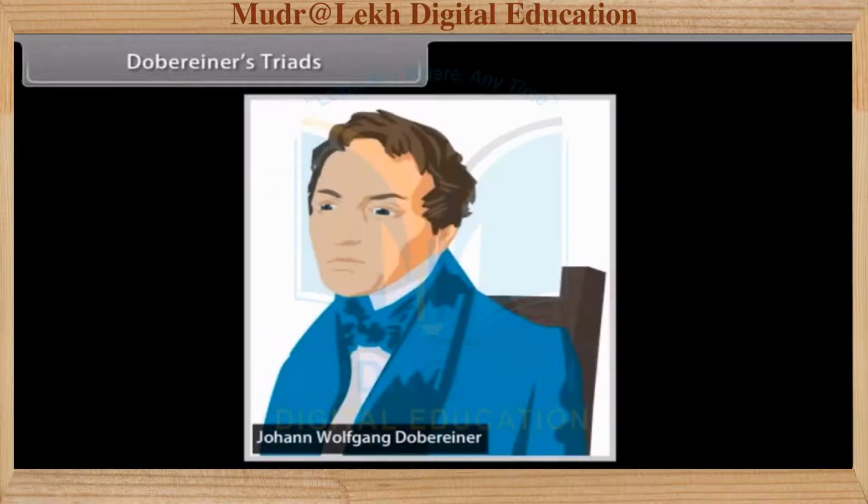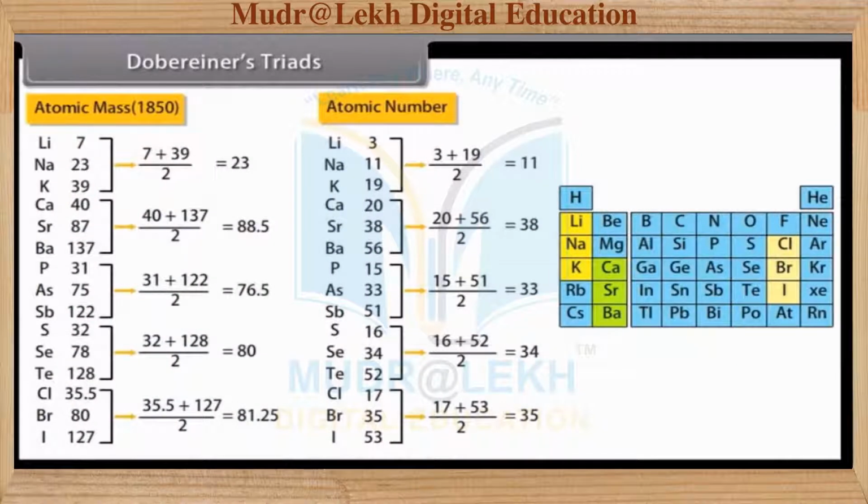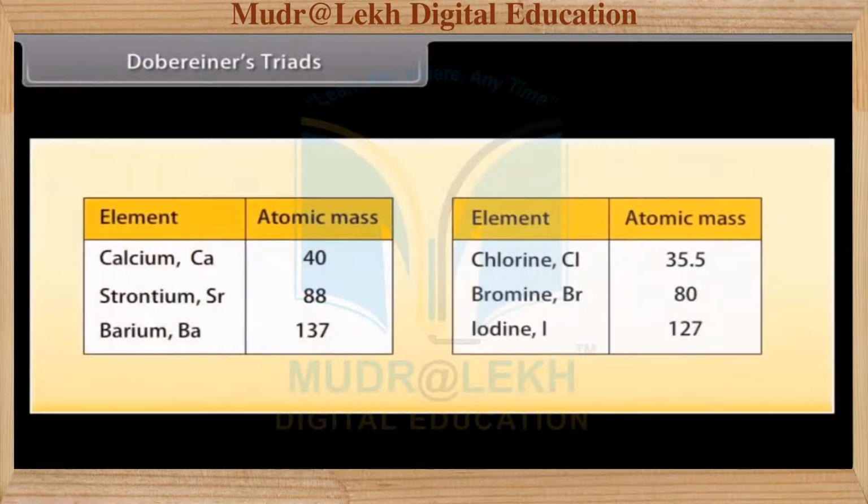Dobereiner's triads. In 1829, Dobereiner, a German scientist, made groups of 3 elements, each based on their properties. He named them triads. He observed that the atomic mass of the middle element of a triad was equal to the arithmetic mean of the atomic masses of the other 2 elements. For example, in a triad of calcium, Ca 40, strontium, Sr 88, and barium, Ba 137, the mean of the atomic masses of the first and third elements is equal to the atomic mass of the second element. That is, (40 + 137)/2, which is 88 u.